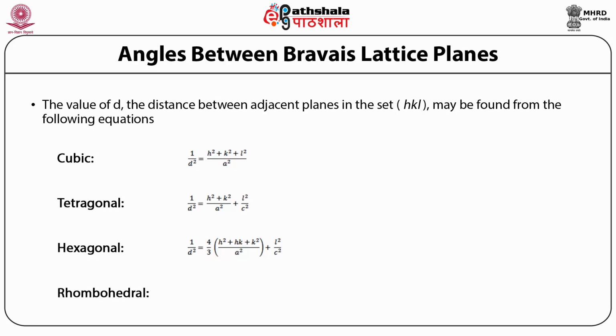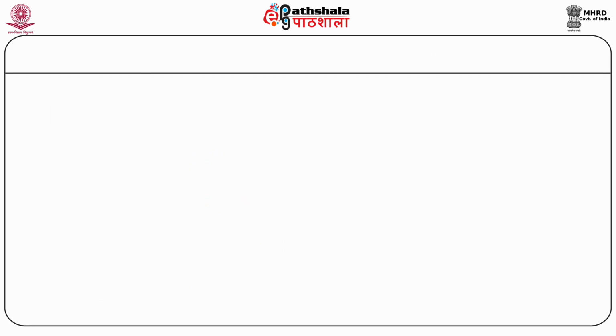In case of rhombohedral, we have 1 by D square equals H square plus K square plus L square times sin square alpha plus twice HK plus KL plus HL times cos square alpha minus cos alpha, over A square times 1 minus 3 cos square alpha plus 2 cos cube alpha.